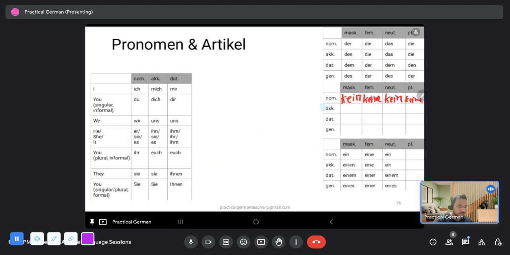I'm telling you, when you go from here to here, only this will change. So these three will remain the same, as it is. And how this one changes, you have to add the sound of n at the end. So what do you think I will have over here? Keinen. Keinen, right?